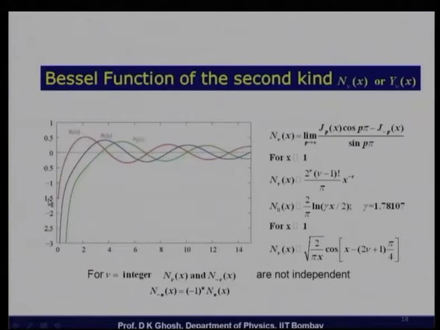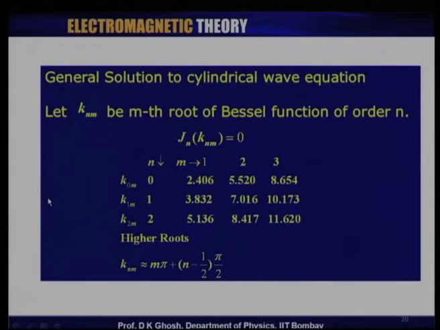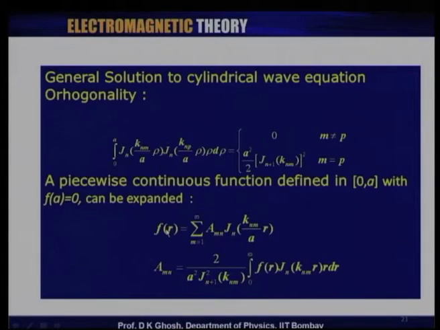These are zeros of Bessel functions, which are very well documented. If nu is equal to 0, the roots of the Bessel function are at 2.4, 5.52, 8.65, etc. This table gives you the locations of the zeros of the Bessel functions, and for larger values they go like this. Bessel functions also satisfy an orthogonality property.